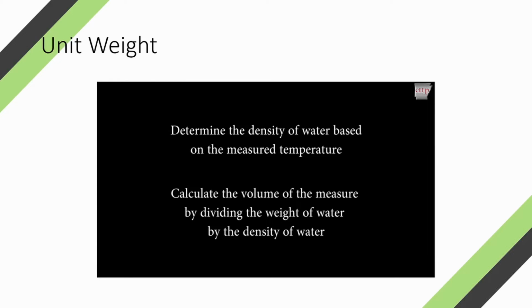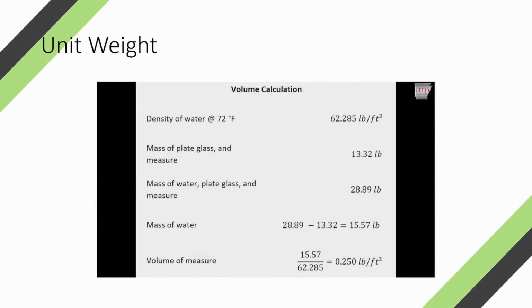Calculate the volume of the measure by dividing the mass of the water by the density of the water. The first thing measured is the mass, and the volume comes from this calculation. Report the volume to the nearest 0.001 cubic foot.